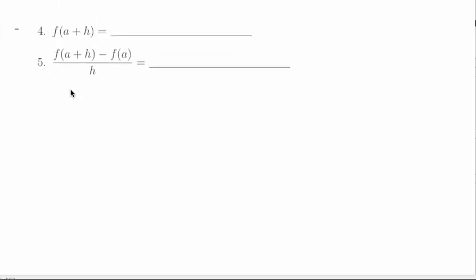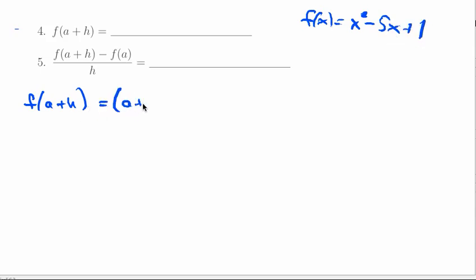So now moving on to problems 4 and 5 of Mastery Exam FA. These two are related because they both have f of a plus h in them. So if we do problem number 4, we can just import the result to problem number 5. So let's do that. F of a plus h. Here again, f of x is x squared minus 5x plus 1. So f of a plus h is a plus h squared minus 5 times a plus h, plus 1.